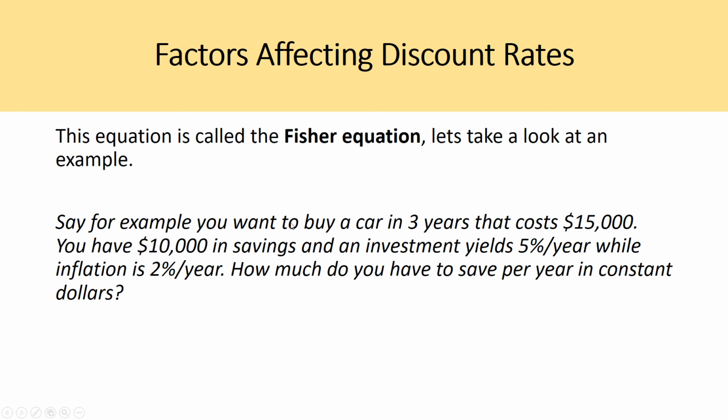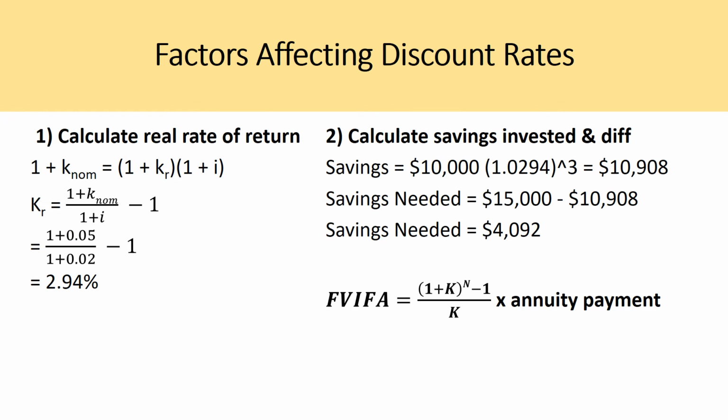So you want to buy a car in 3 years that costs $15,000. You have $10,000 in savings, and how much do you have to save per year in constant dollars, right? So our savings is $10,000. We multiply that by using the future value formula, so 1 plus K real, the real interest rate of 2.94%, raised to the power of N, which is 3 years, to get savings of $10,908. So that's what we will have.